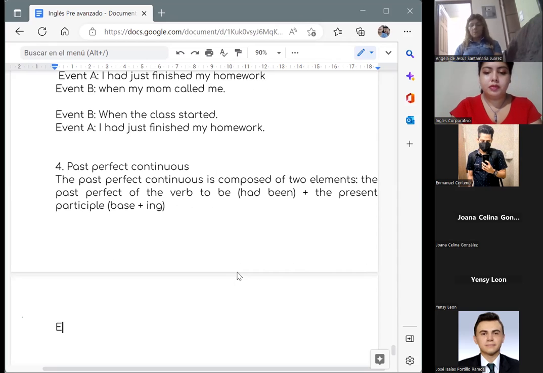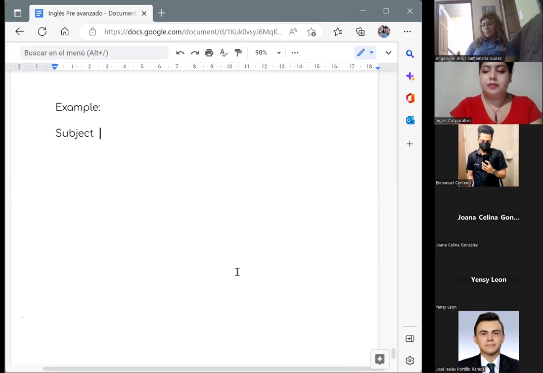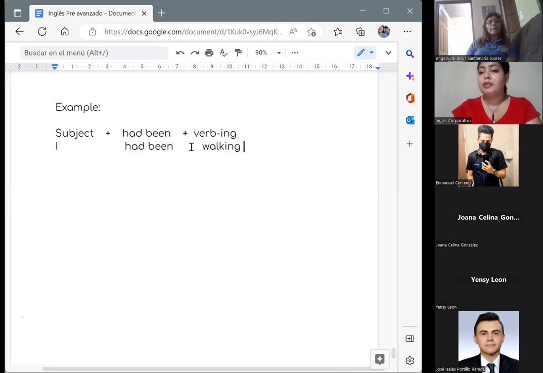And we have an example. We have the structure: the subject plus had been, that is the past perfect of the verb to be, plus the present participle, that is the base plus ing, in this case a verb with ing. For the example, I is the subject, had been, and then we have our verb with ing, walking. I had been walking.